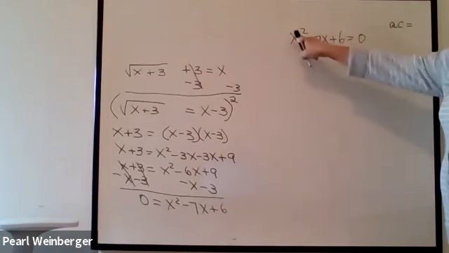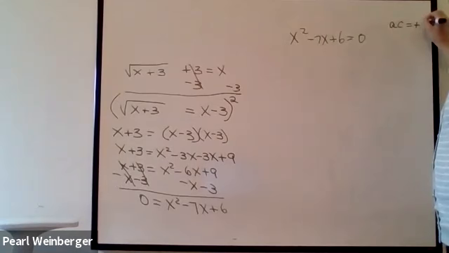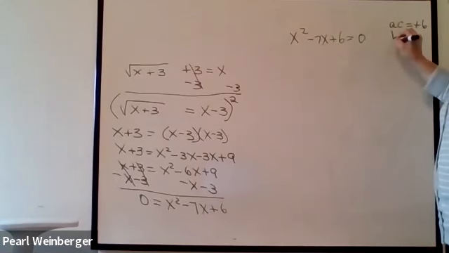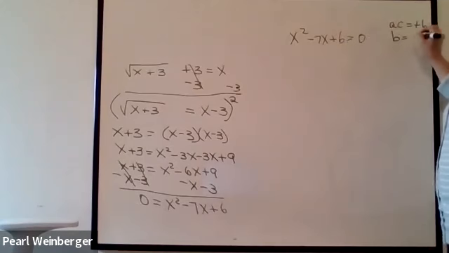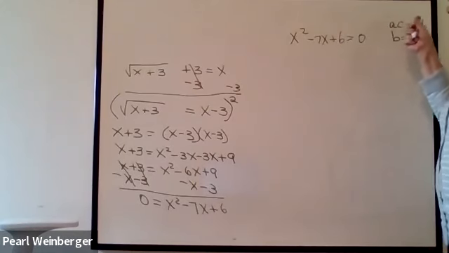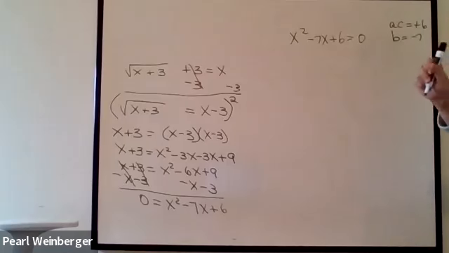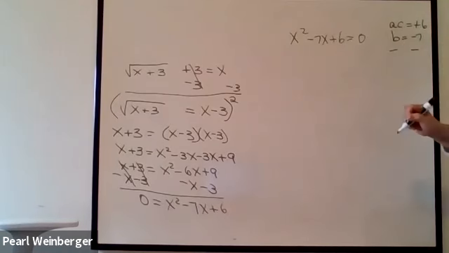Our AC here is 1 times 6, which is a positive 6. The B is negative 7. Well, we need two numbers that multiply to positive 6. So obviously, when I add them, they're going to be negative 7, which means both of them are going to have to be negative, because a negative times a negative is positive. And it'll be 1 and 6, obviously, because -1 times -6 is +6, and -1 plus -6 is -7.